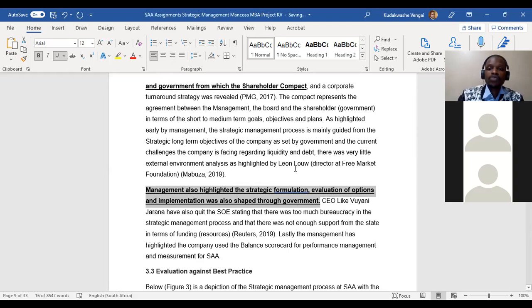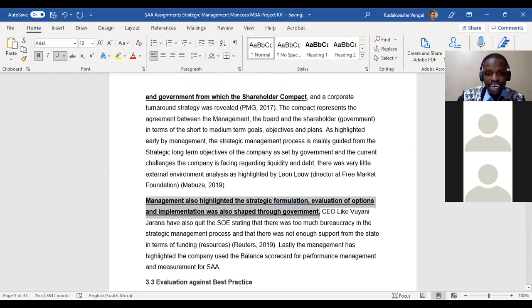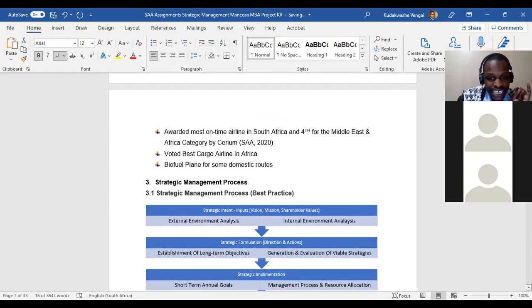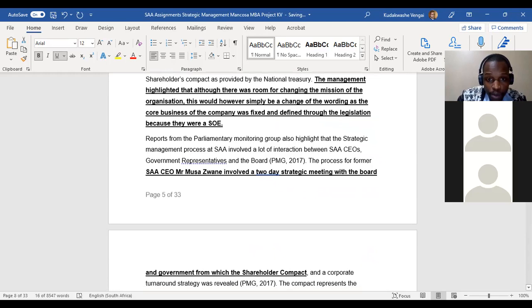But if you read through what I've written over here, you will notice something is lacking, right? Remember, our process says what? Our process says we start with the what? With the formulation, and then after the formulation, we do the analysis. But you can see from what we're talking about here, there's no analysis that is being done at SSA.